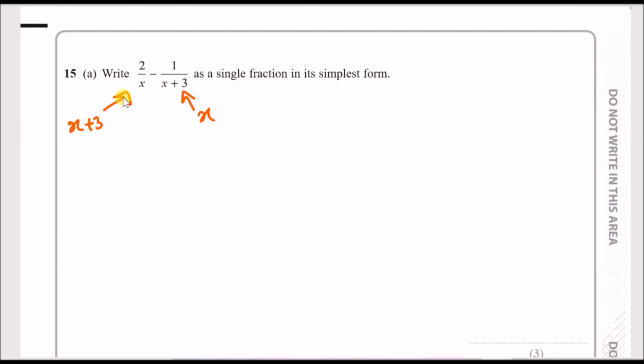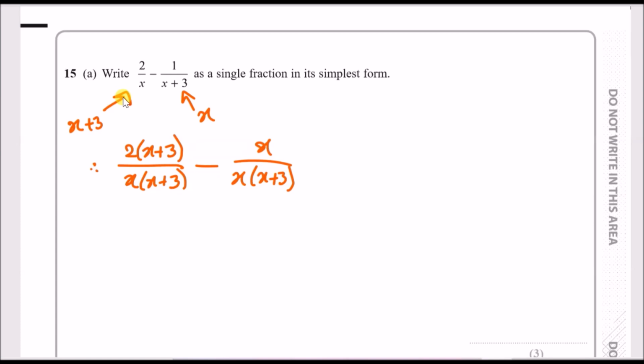So in this case, times it up and down by x plus 3, this is just going to look nice. It'll just be 2 bracket x plus 3 over x bracket x plus 3. And just copy the next bit. Again, times up and down by x, so 1 times x is x. X plus 3 times x, well, just copy out the same one. So x bracket x plus 3.